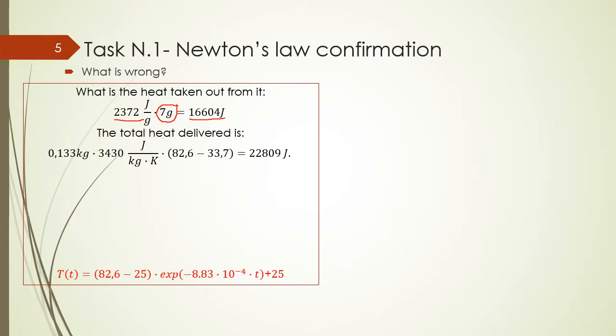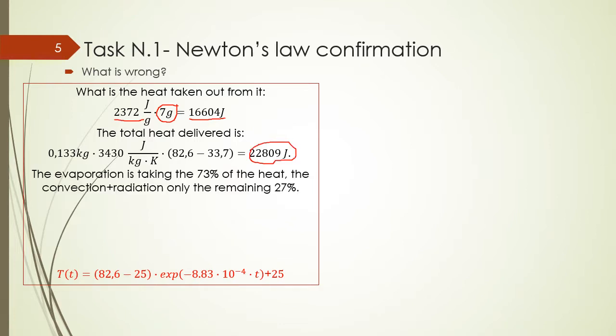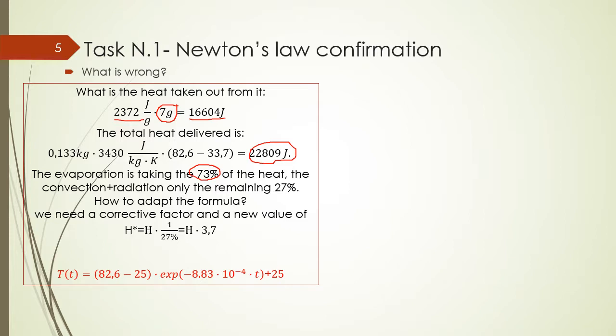But what is the total heat which is delivered from the potato to the ambient? It is given by this formula. It's 22,000 joule. So the major part, 73% of the heat, is given by the evaporation. So nothing to do with convection, neither to radiation. For sure, our formula is not matching.